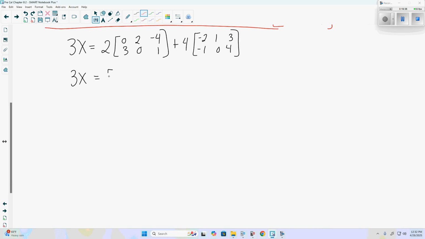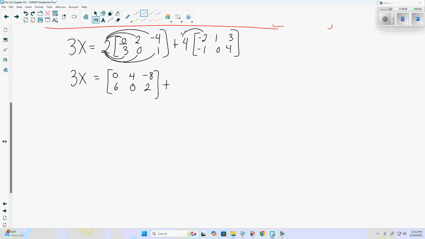So in the first matrix, we're going to have to distribute the 2. We're going to multiply each of these terms by 2. Well, 0 times 2 is 0. 2 times 2 is 4. 2 times -4 is -8. 2 times our 3 is 6. 2 times 0 is 0. 2 times 1 is 2.